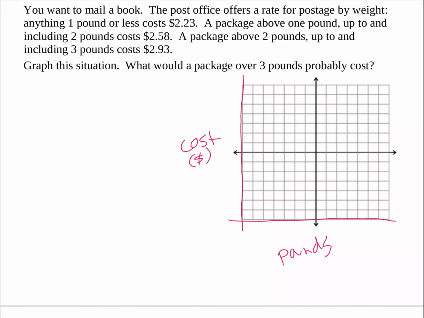So, anything 1 pound or less, so that would include 0. We're gonna start at 0. And we're talking about up to and including 3 pounds, so we gotta make it to 3 pounds. And then beyond, right? So, we have 14 lines here. What can we go by?